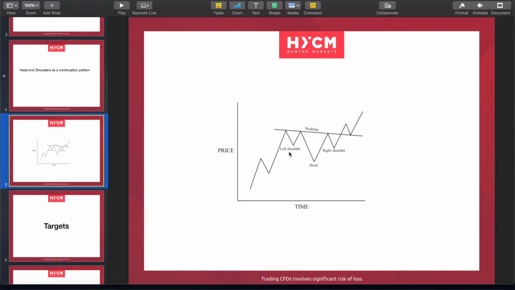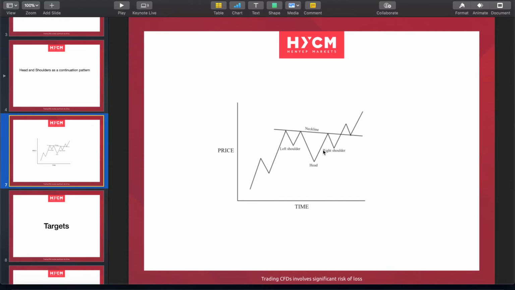Now, the head and shoulders as a continuation pattern is exactly as it sounds. So in order to recognize this head and shoulders, you want to have a run up and then a pullback from a recent high. So a pullback creating a left shoulder, a deeper pullback creating a head, moving back up to that previous shoulder line, pulling back before another attempt at breaking higher, and then that attempt results in a break of the neckline. That would be the head and shoulders pattern as a continuation pattern.